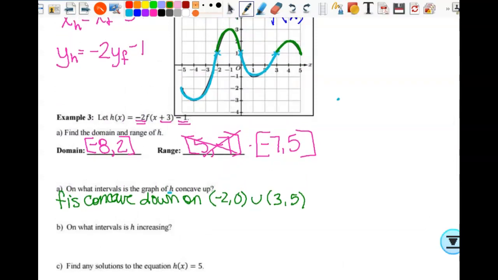Say that again. This, that's decreasing, but it's concave up. So the function, the y values are decreasing, but the slopes are increasing. The rate of change is increasing. So concave up, it's going to literally look like a U up and down.